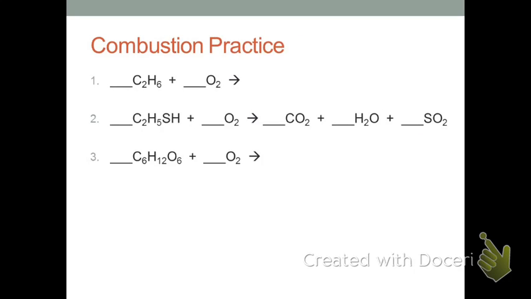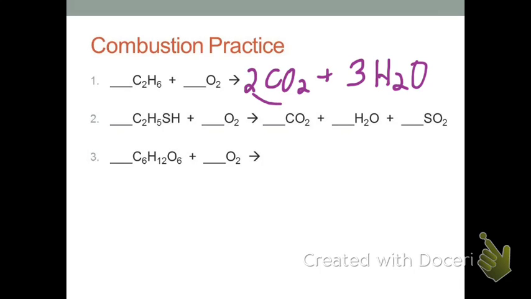So here are some examples. I see that it's something made up primarily of carbon and hydrogen. I react it with oxygen. I'm going to make carbon dioxide and water. Then I have to balance it. 2 carbons, 2 carbons. 6 hydrogens, I need a 3 here. That gives me 4 and 3 is 7 oxygens.